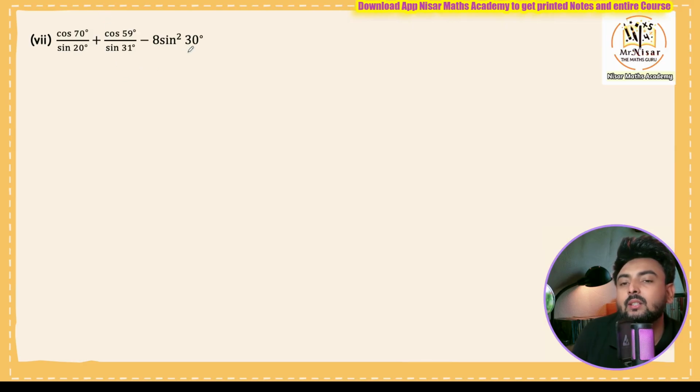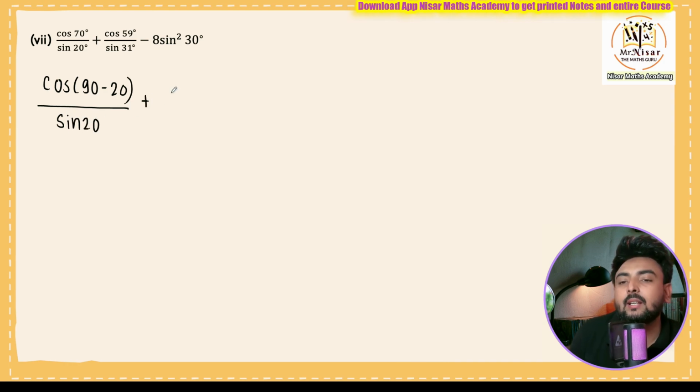And sin square 30. Sin 30 value is how much? Sin 30 is 1 by 2. So 1 by 2 it is square. So 1 by 4 it becomes. See how I'll solve it. First I'll convert this cos in terms of 90, it will be 90 minus 20. And in the denominator we have sin 20.